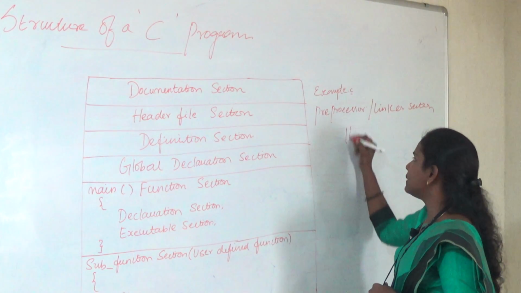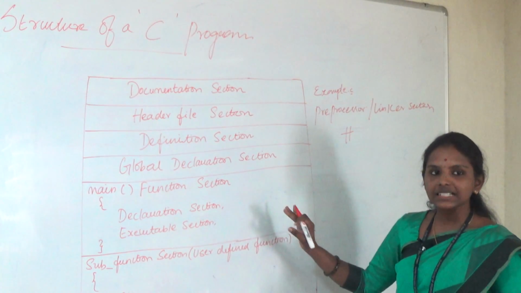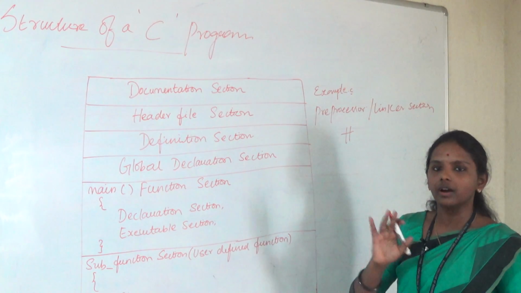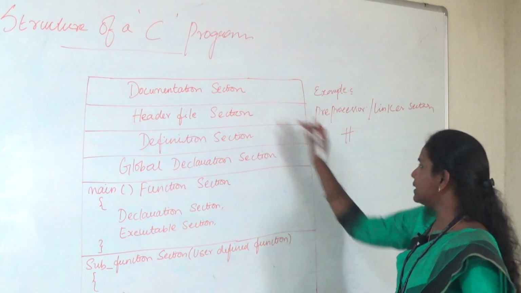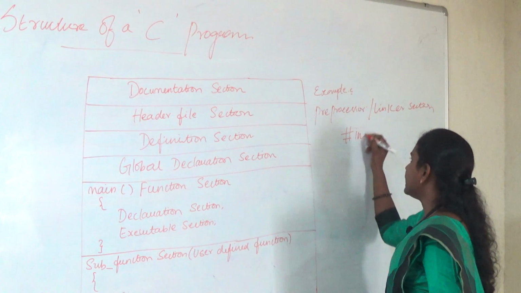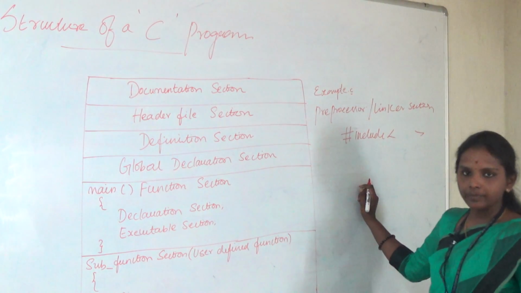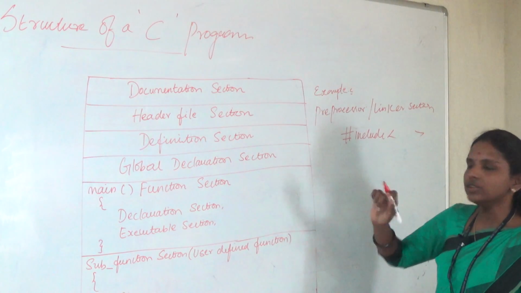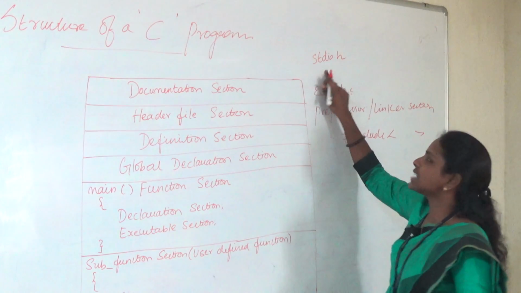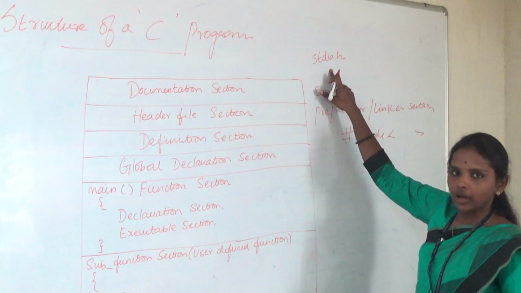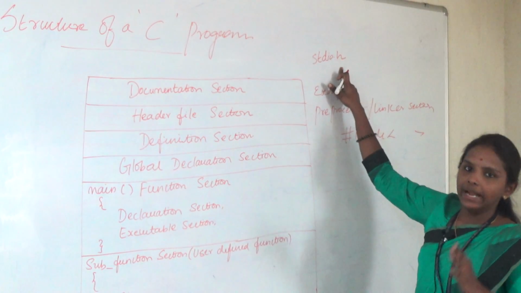Your header file will be in a syntax. Each and every part will have a syntax. Syntax is the main thing for a C program. So the syntax for writing a header file should be hash include followed by a header file name. A common header file used in C programs is stdio.h, which stands for standard input output. .h is the extension which represents a header file.